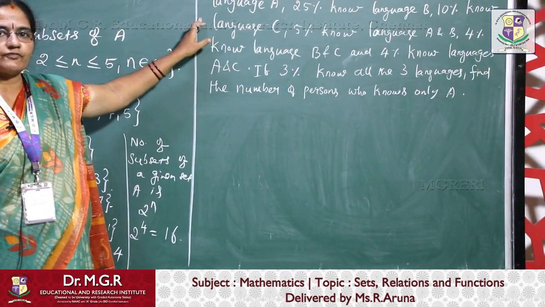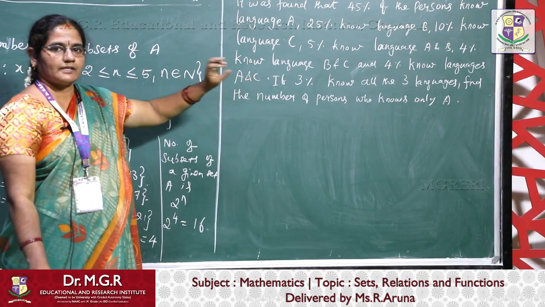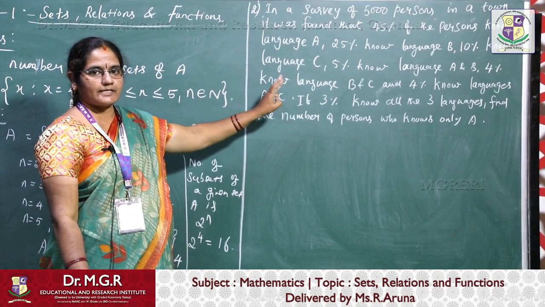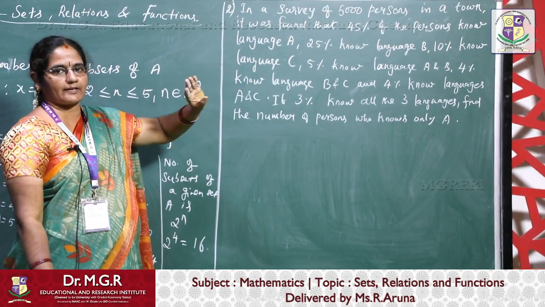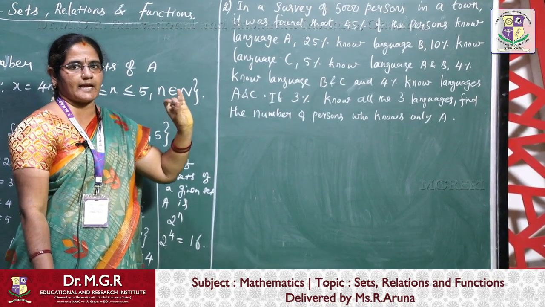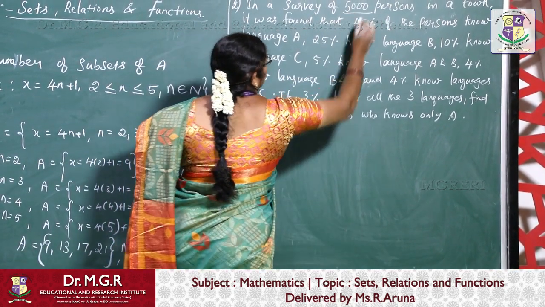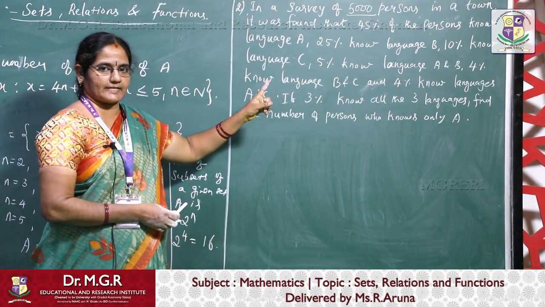This is a word problem. Here we have defined 3 sets, and all the 3 sets are of languages. We have defined 3 languages called A, B and C. There are totally 5,000 persons.